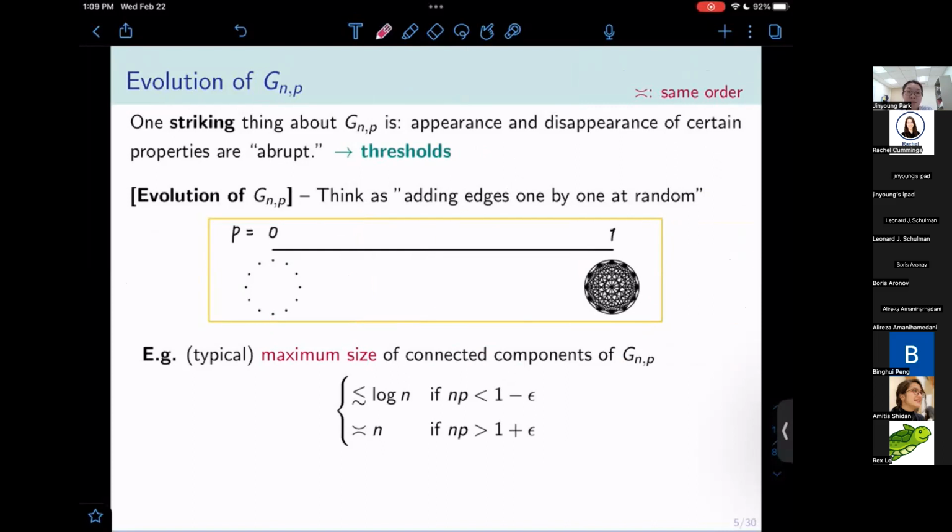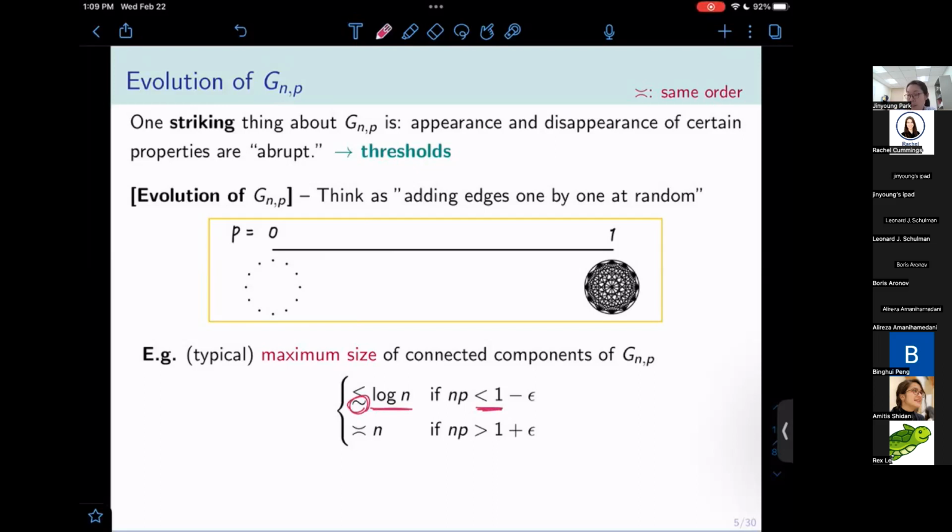And in this model, one prototypical question that shows the threshold phenomena of G(n,p) is this: what's the typical maximum size of connected components of G(n,p)? In this case, what is well known is that if n times p is slightly smaller than 1, so 1 minus epsilon, where epsilon is a fixed constant, then all of the components are small. The maximum size of connected components is in the order of log n, ignoring constant factors, which is much smaller than the number of vertices, n.